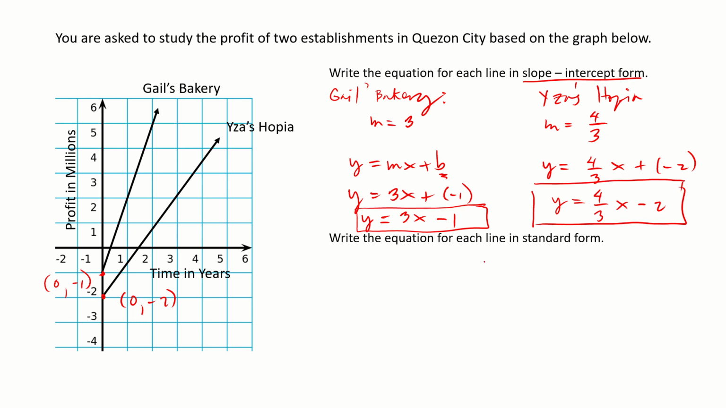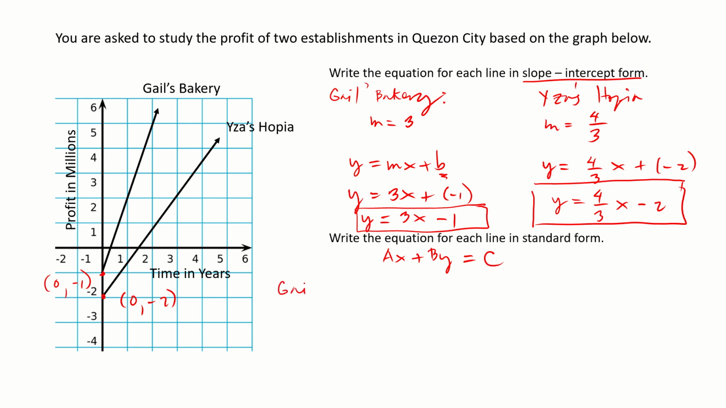Okay, now let's proceed to the fourth question. Write the equation of each line in standard form. So if you try to remember standard form, the standard form of an equation is ax plus by is equal to c.